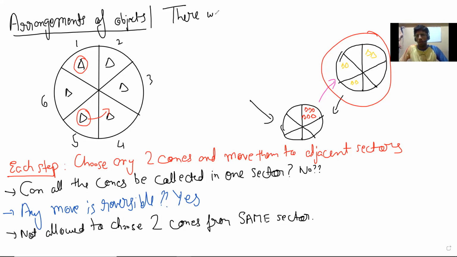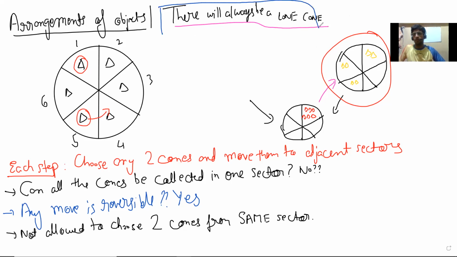There will always be a lone cone. Okay, since two people say it's true, let's keep this for homework, and then you can try to explain this. Very good. People are making progress. The ideas are coming up today. So please explain this for homework.